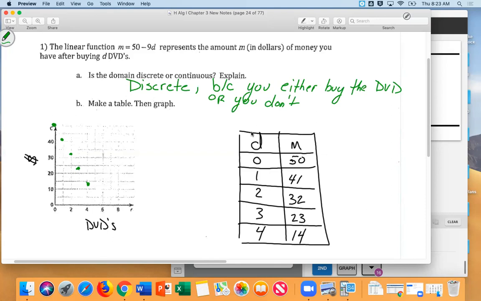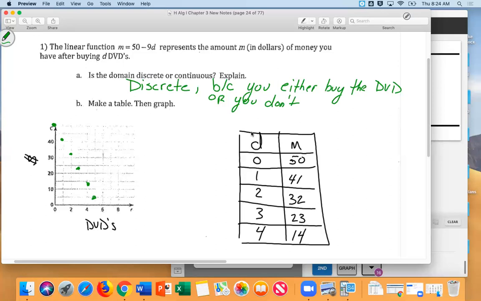Now what's the maximum number of DVDs I could buy? Five. Okay. And at five, I would have $5 left. There's a couple ways you could do it. You could set this equal to zero and see how many DVDs you could buy. Or you could complete the table until you don't have $9 to buy a DVD. At 14, I have one more DVD I could buy. If I subtract 9 from that, I'm left with 5. After that, you couldn't do it.